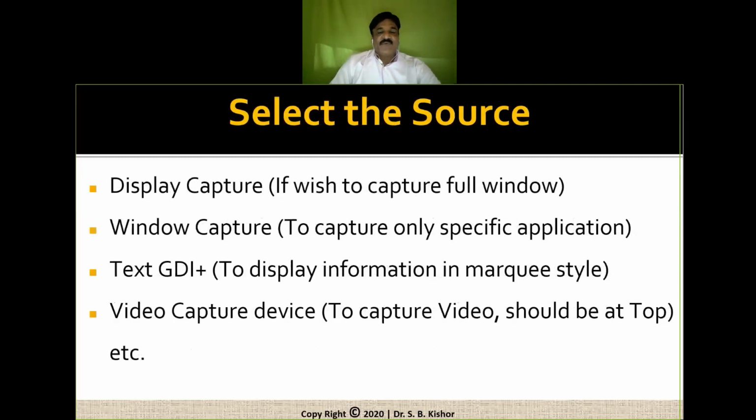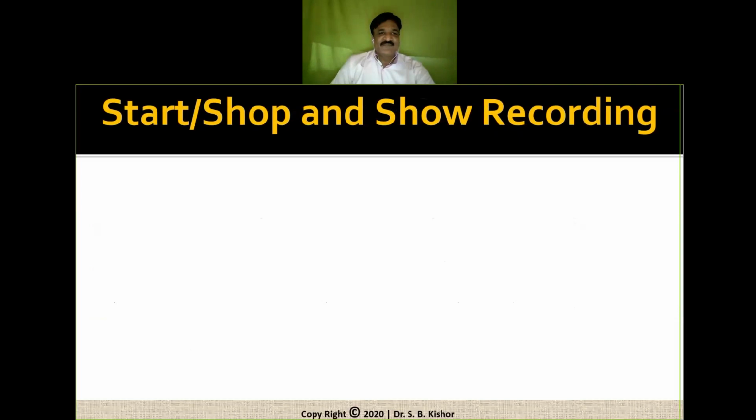So, what are the different sources? First one is display capture. It will be helpful when you want to capture the entire window. Then window capture, to capture only a specific application like Word or Excel or any one of the tools that you would like to work with. Then Text GDI to display information in a marquee. It means you will be able to display certain text continuously on the bottom of your screen or any position. And video capture device to capture the videos, and always remember among all the sources it should be on the top.